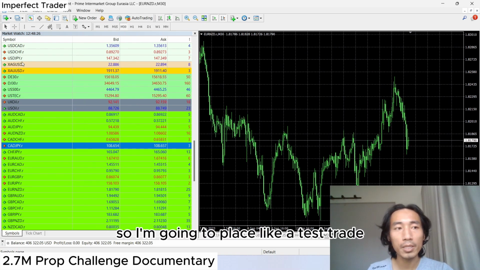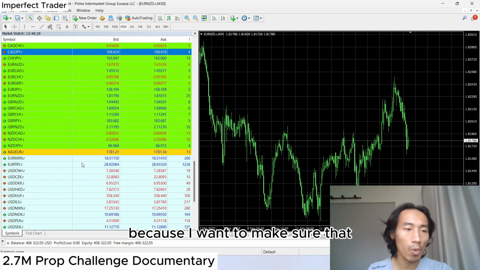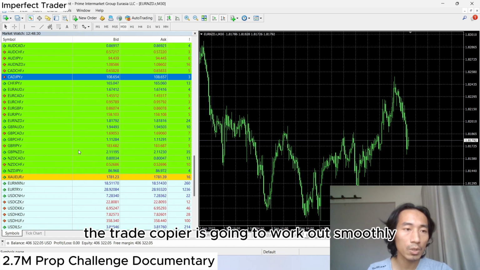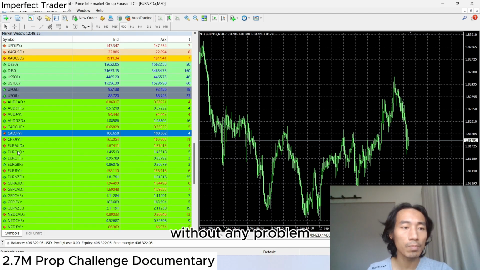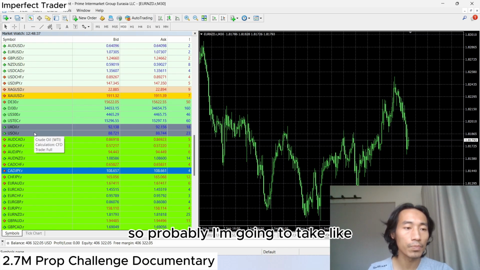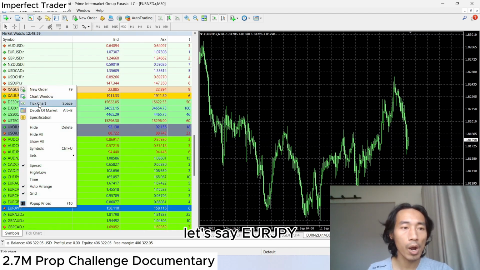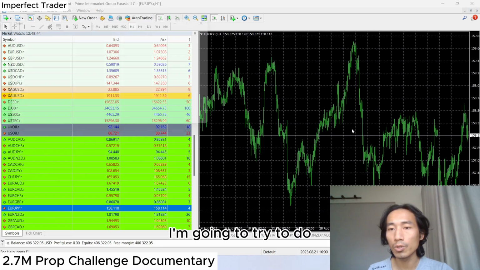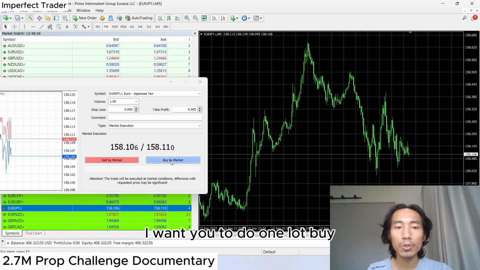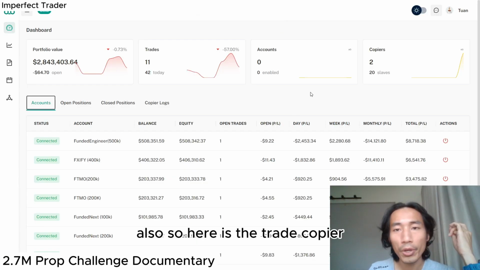So I'm going to place a test trade because I want to make sure the trade copier is going to work smoothly without any problem. Let's say I take AUDJPY, I'm going to do one lot buy. Alright, so here is the trade copier.